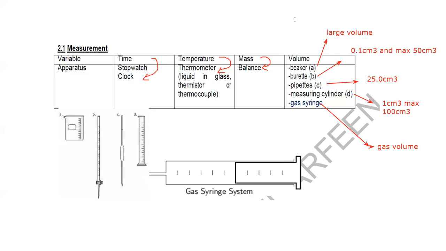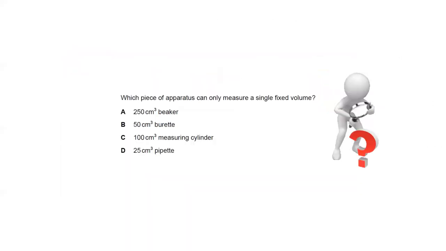Now, some questions related to this part. The question is, which piece of apparatus can only measure a single fixed volume? When they mention a 250 cm3 beaker, it means the maximum value which it can record. 50 cm3 burette means maximum value it can record. 100 cm3 measuring cylinder, maximum value which this measuring cylinder can record. 25 cm3 pipette. Only one reading.